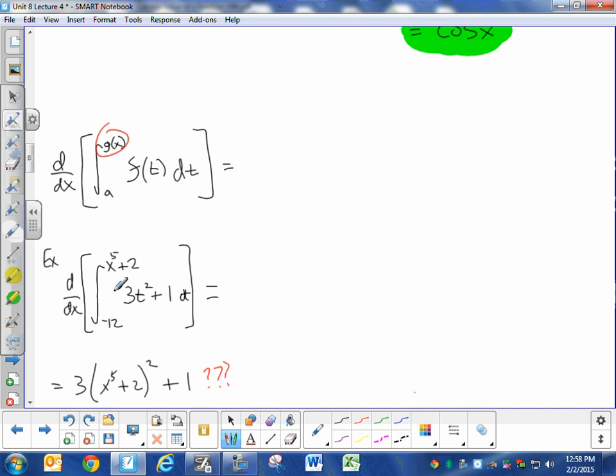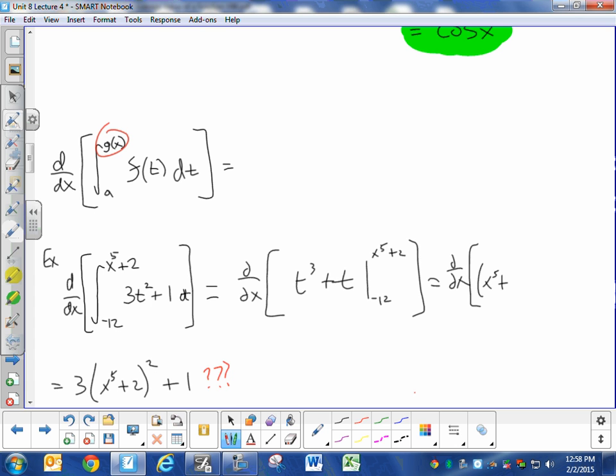All right. So I'm going to take the derivative of the inside. Let's work through the inside first. I'm just going to go ahead and use the fundamental theorem of calculus to say I'll be taking the derivative of this antiderivative and the change in it between negative 12 and x to the fifth plus 2. So that's t cubed plus t evaluated from negative 12 to x to the fifth plus 2. All right, let's plug that in. I'm going to be taking the derivative of x to the fifth plus 2 cubed plus x to the fifth plus 2.